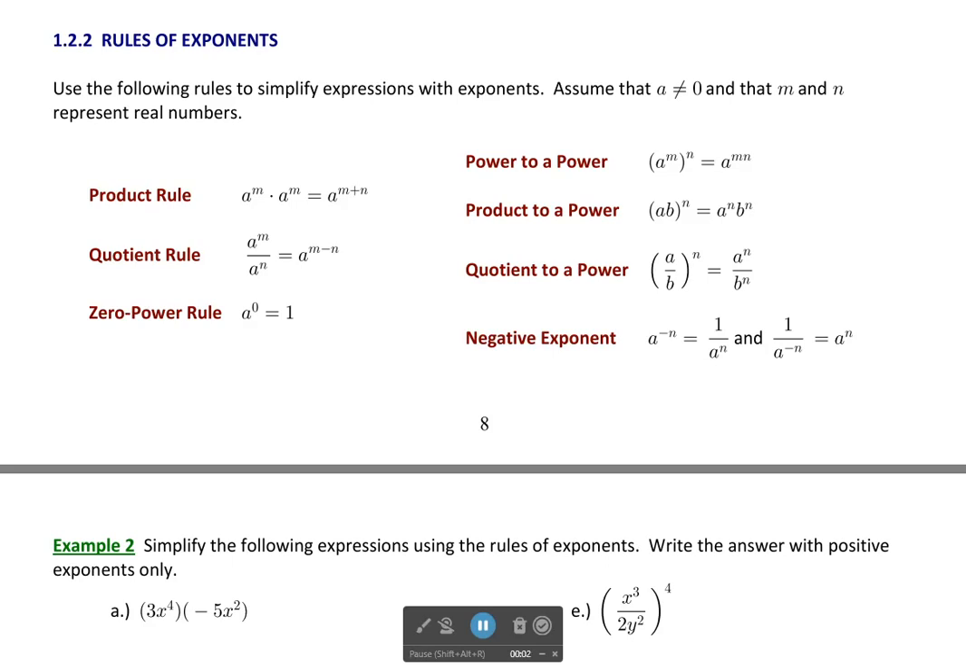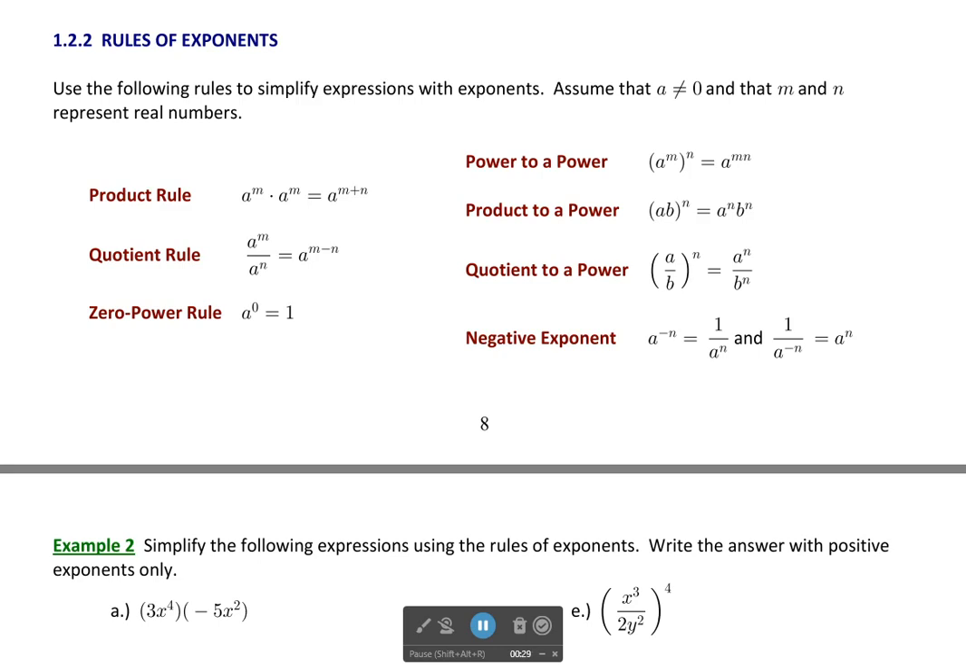One of our main purposes in section 1.2 is to be able to multiply polynomials together. Before we do that, however, it's important that we understand the rules of exponents. So let's take some time to carefully review the rules of exponents. Use the following rules to simplify expressions with exponents. Assume that a is not equal to 0 and that m and n represent real numbers.